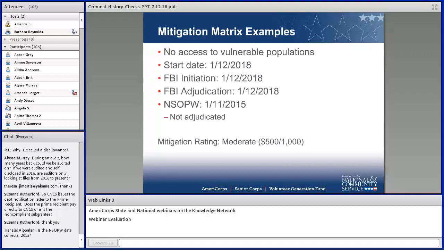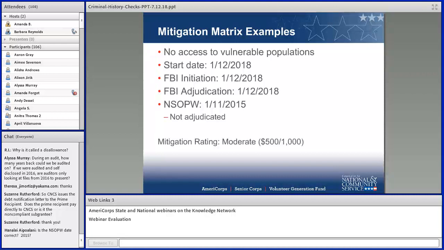So basically with that situation, I wanted to show you that with the NSOPW, everything was done correctly, actually. FBI was initiated on time, even got adjudication date on time. NSOPW was run the day before, but the fact that it was not adjudicated is going to result in a moderate mitigation rating. So that's why, again, it's so important to adjudicate.